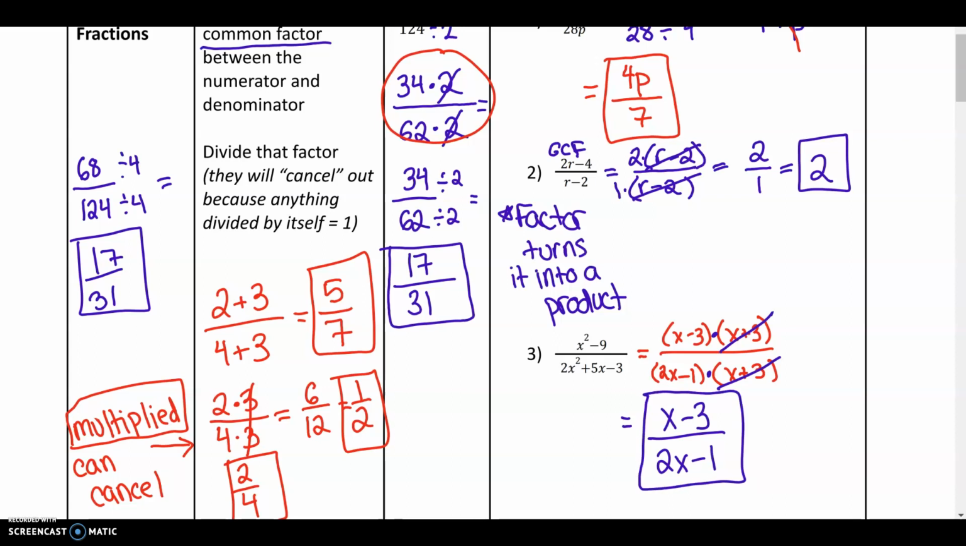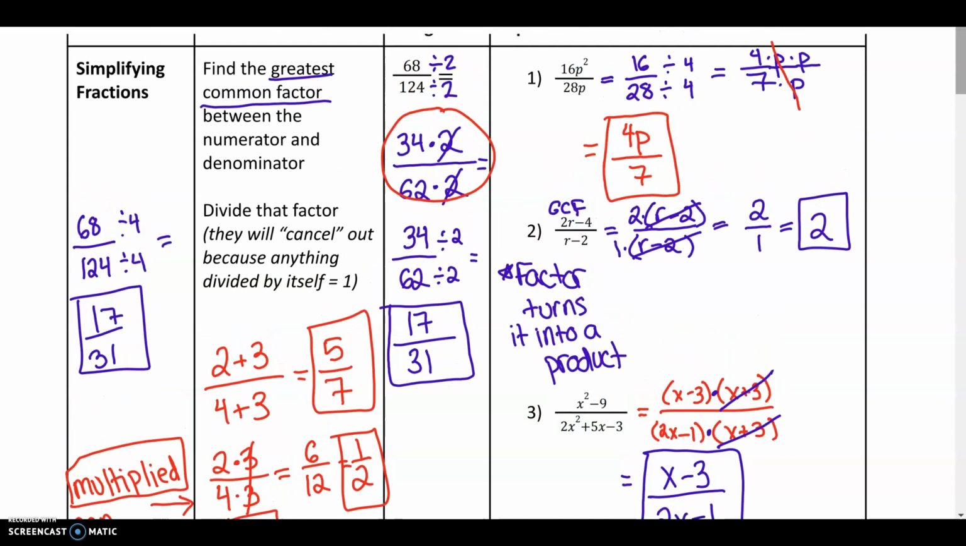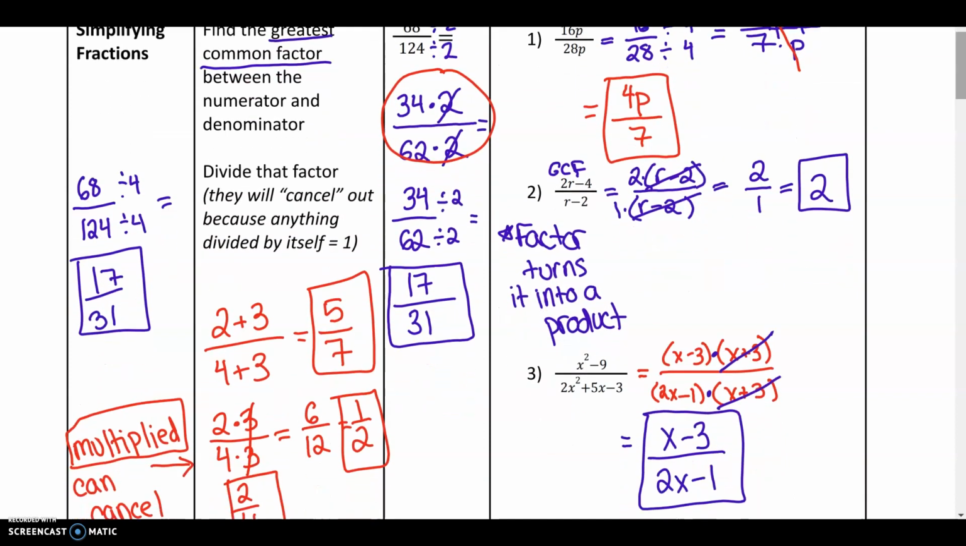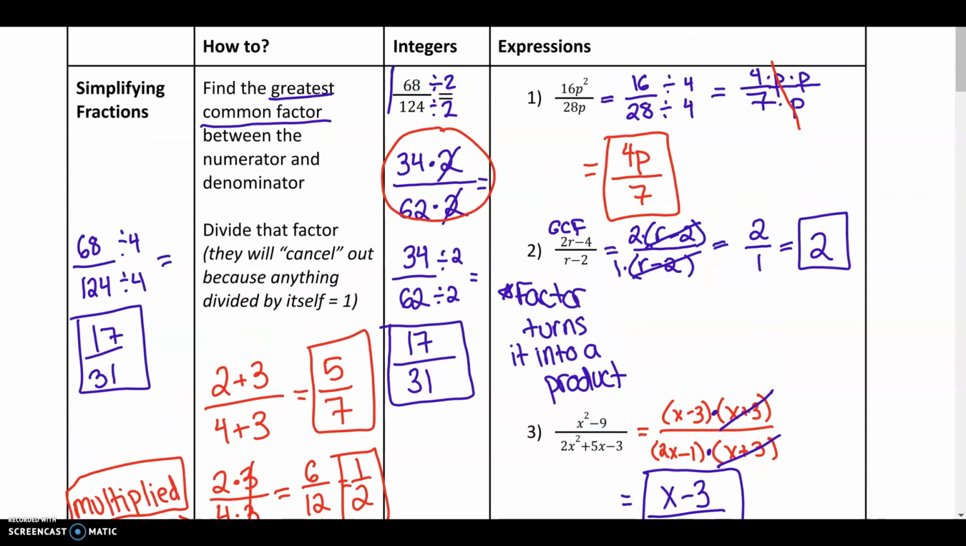Again, you cannot cancel that 3 and that 1 or anything because it's between subtraction signs. You can't factor these further, so we would circle that as our final answer. And for this video, that's all we're going to do, and that's how you simplify fractions. Essentially, what you're trying to do is just get them in their most reduced form, just like 68 over 124.